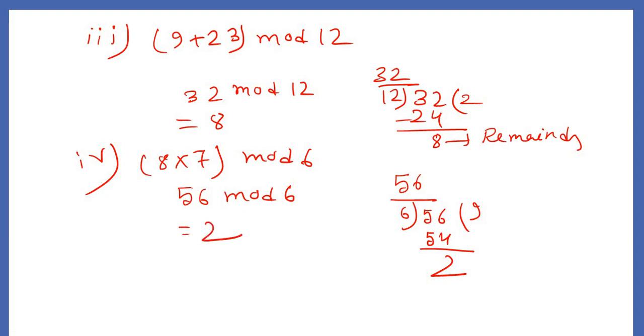Next question. 3 mod 10. Now that is different from the previous questions that we took. Why? Because here A is less than B. In previous questions A was greater than B, but here A is less than B. Okay, so in that case how do we find the remainder? So we divide 3 by 10.